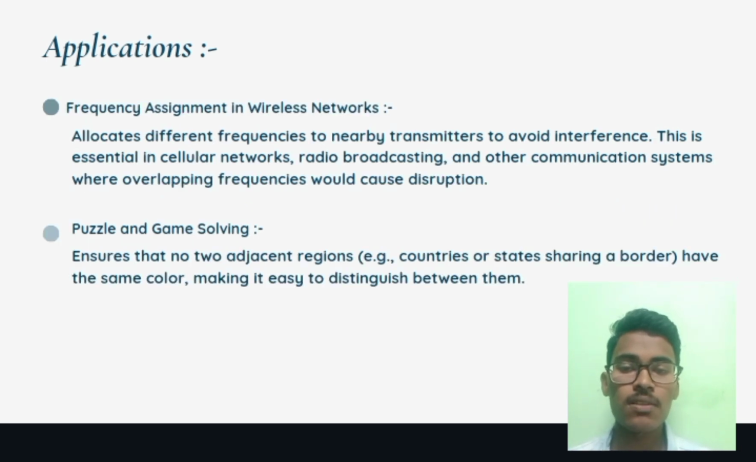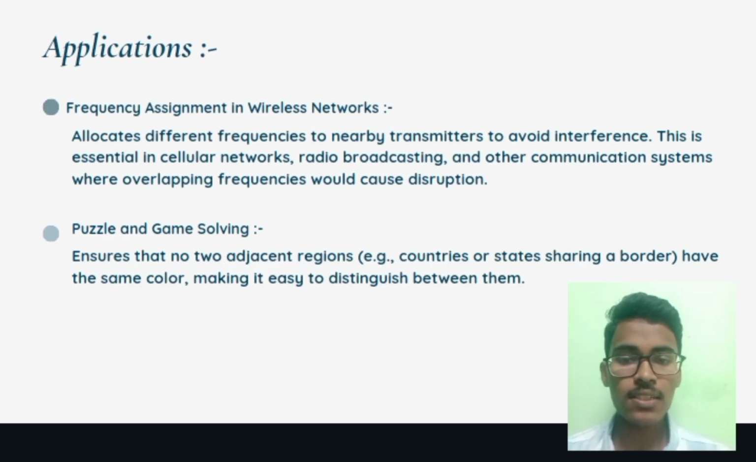The third one is frequency assignment in wireless networks. It allocates different frequencies to nearby transmitters to avoid interference. This is essential in cellular networks, radio broadcasting, and other communication systems where overlapping frequencies would cause disruptions. And finally, the fourth application is puzzle and game solving. Ensures that no two adjacent regions, for example, countries or states sharing a border, have the same color, making it easy to distinguish between them.